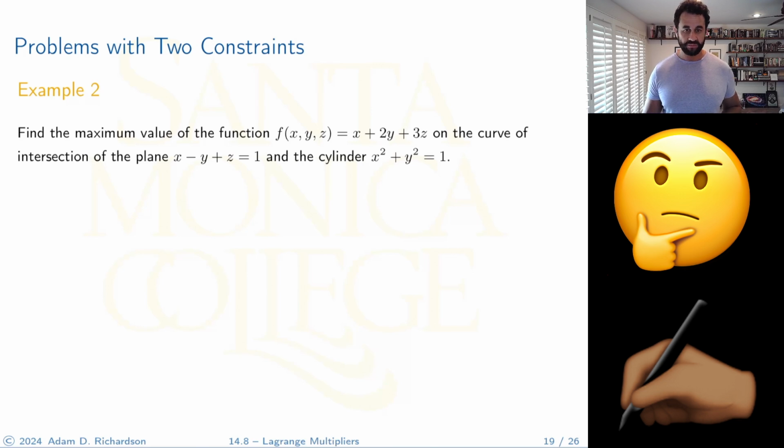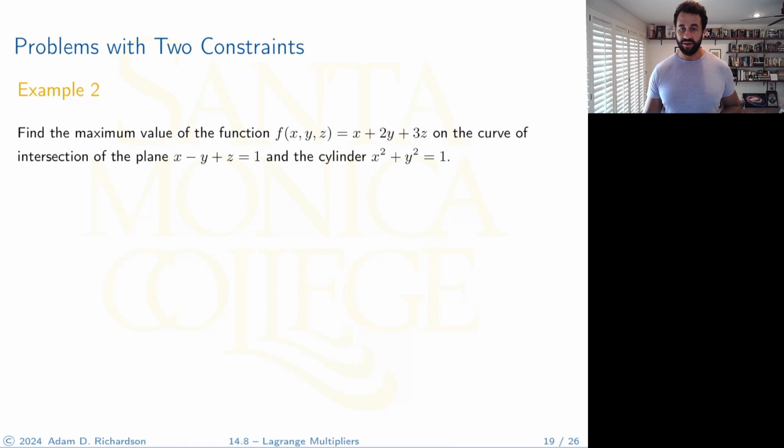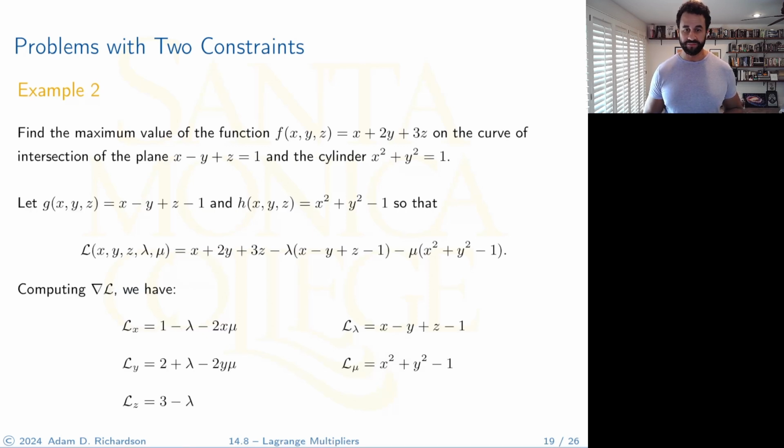Okay, now let's do it together. All right, so we have a couple of constraints here. So we have our function, we have our two constraints. We should form our Lagrangian. So first thing is we're going to make this constraint be g. And remember, like I was saying before, we're going to incorporate the constant term into our function g. So we're going to let g equal x minus y plus z minus 1. And we're going to let h be x squared plus y squared minus 1. So those are our two constraint equations.